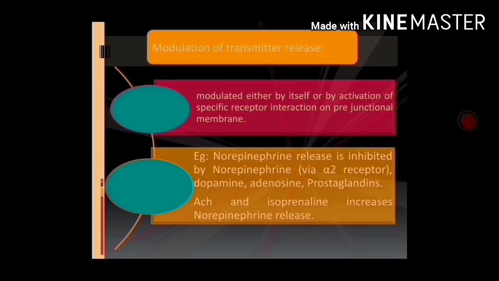This release of neurotransmitters can be modulated. It can be modulated either by itself or by activation of a specific receptor interaction on the prejunctional membrane. For example, norepinephrine release is inhibited by norepinephrine via the alpha-2 receptor, dopamine, adenosine, and prostaglandins. Acetylcholine and isoprenaline increase norepinephrine release.